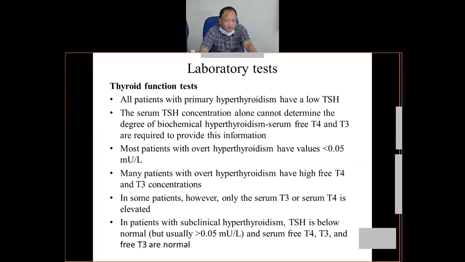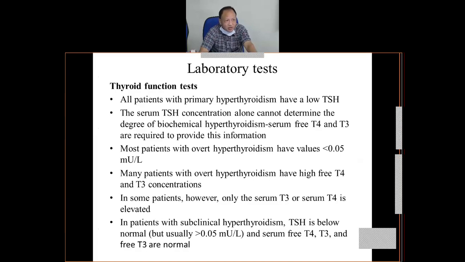What are the investigations that you will do? Definitely you will do a TSH, T3, and T4 thyroid function tests. All patients with primary hyperthyroidism will have a low TSH. The serum low TSH concentration alone cannot determine the degree of biochemical hyperthyroidism because TSH can be low in overt as well as in subclinical hyperthyroidism.